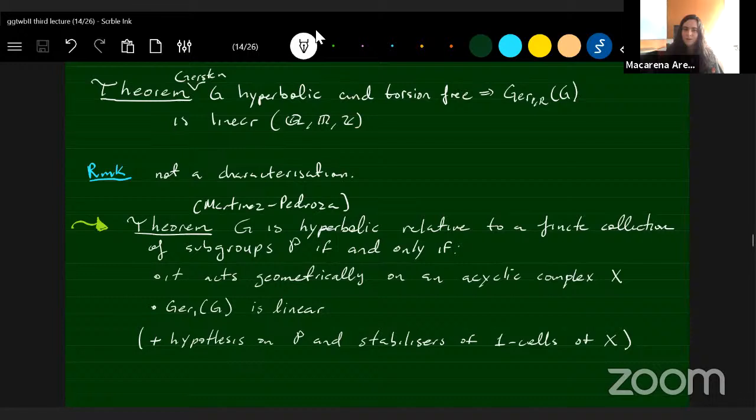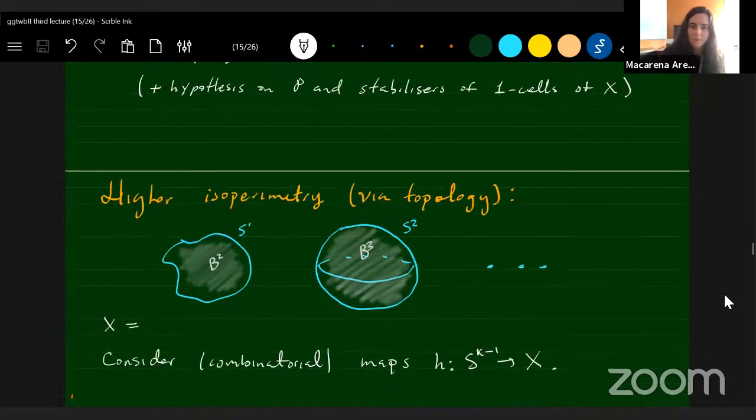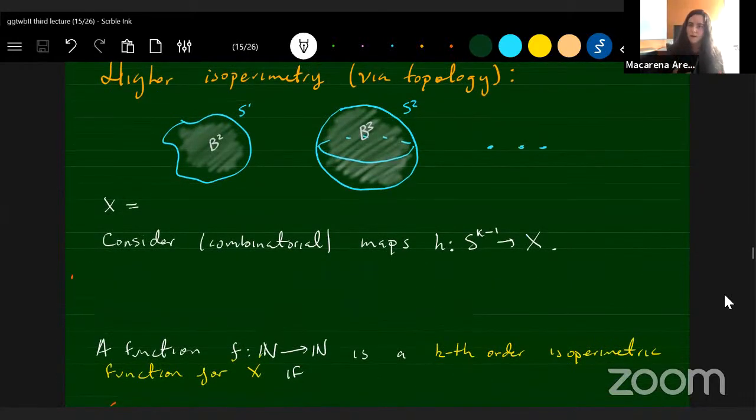So if you stick around, you will know what it is. Okay. Now to higher isoperimetric functions, to the generalization that involves spheres and balls. First, I'm going to give you a description that does not involve groups in any way. This is just a topological definition.